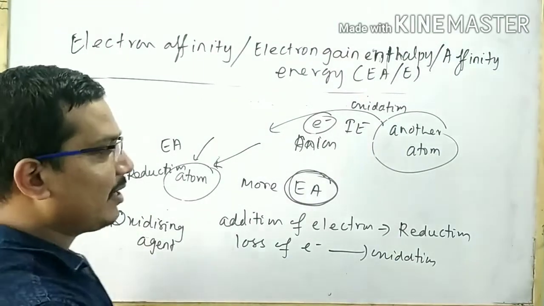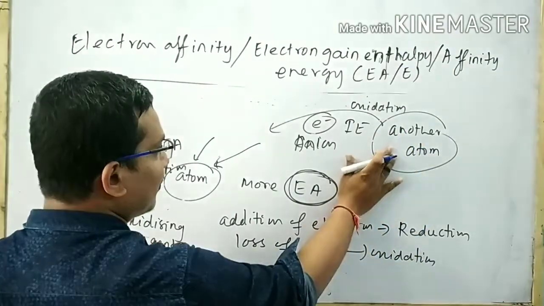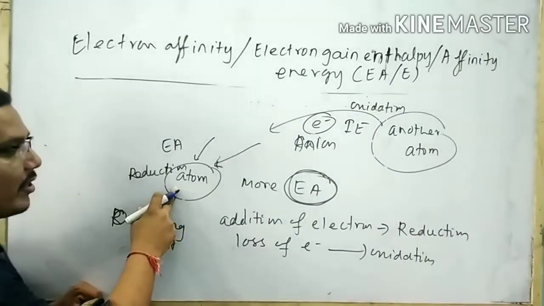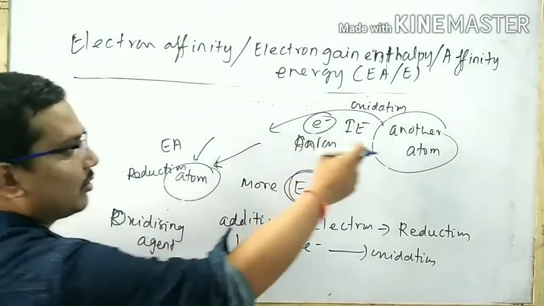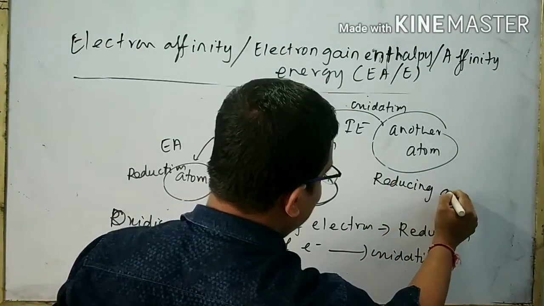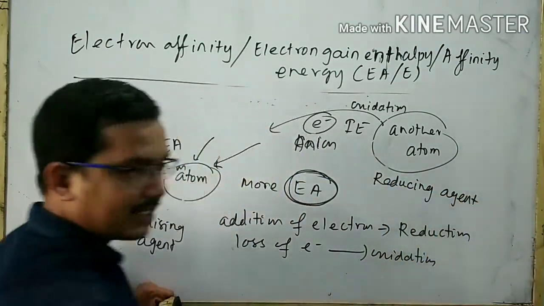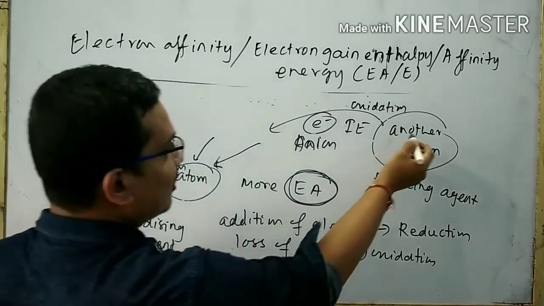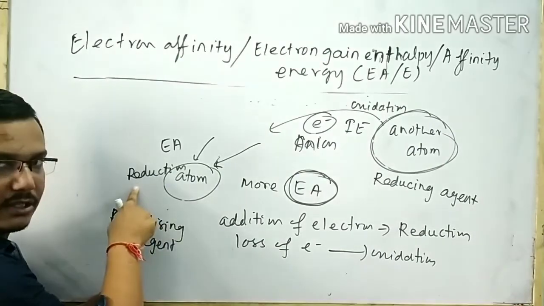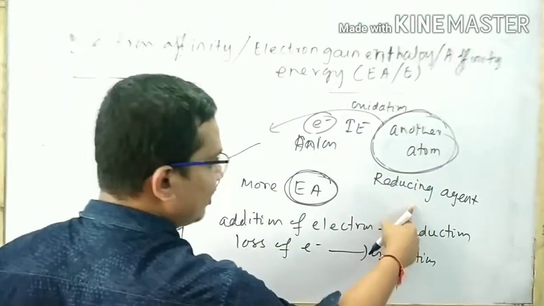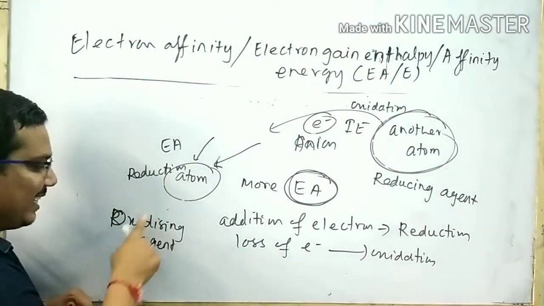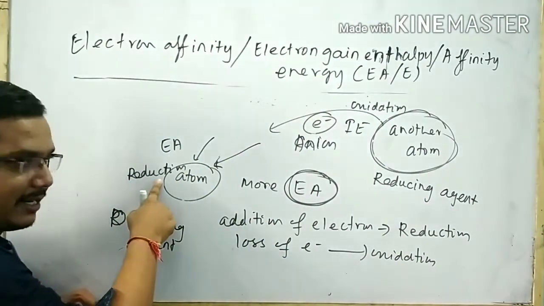On the other hand, this atom also helps this atom for reduction. So this atom is considered as the reducing agent. It is called reducing agent because this atom helps this atom for reduction. It undergoes oxidation. The other is called oxidizing agent, but it undergoes reduction.